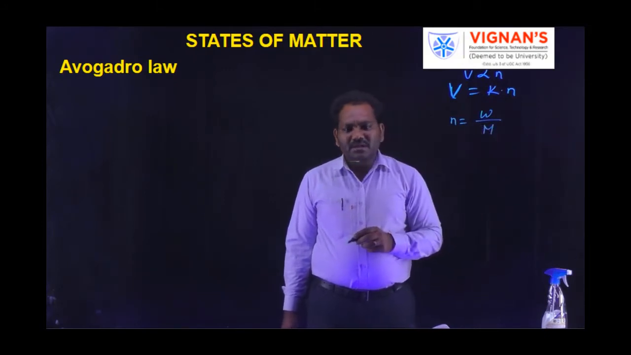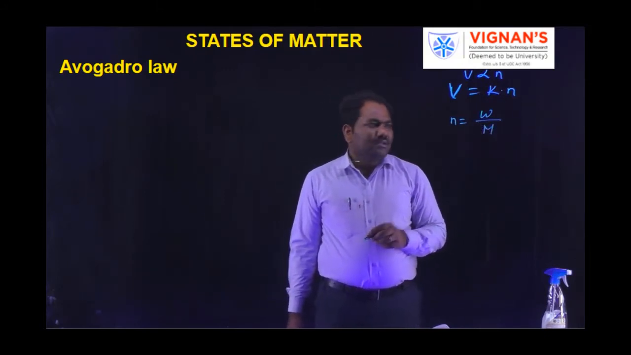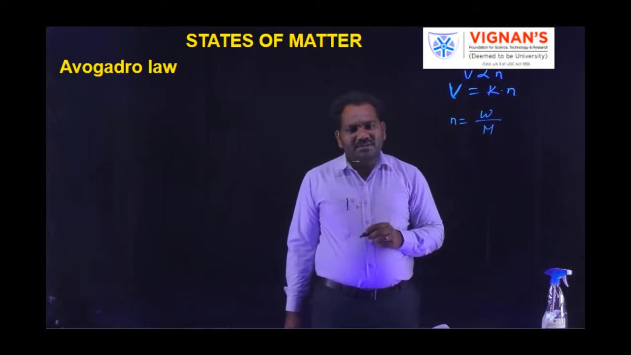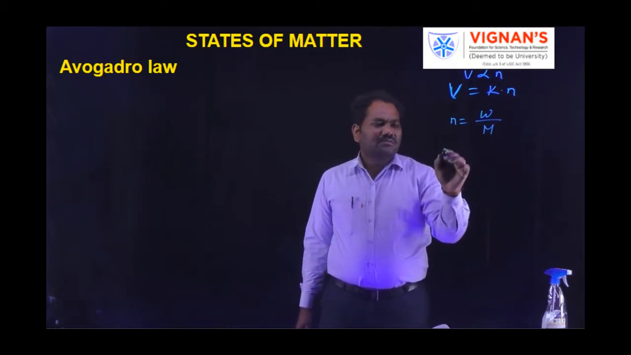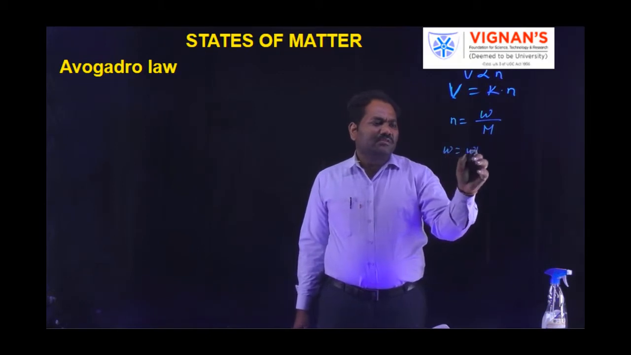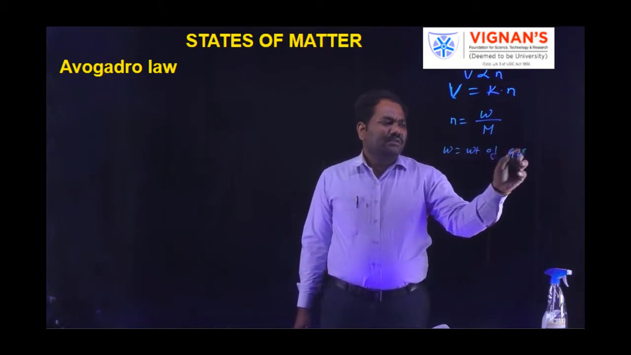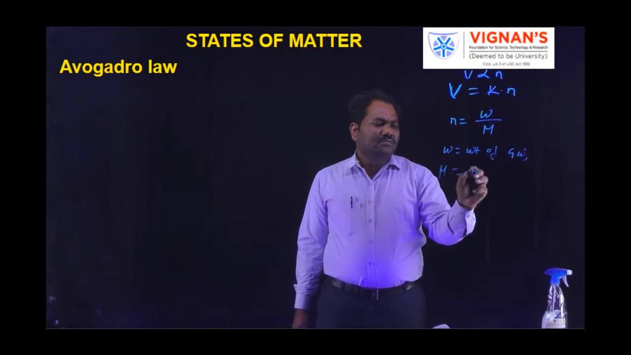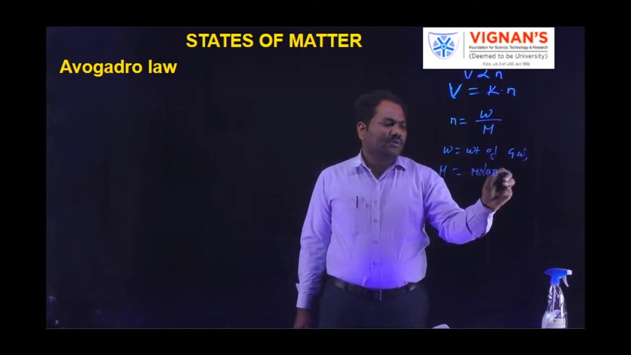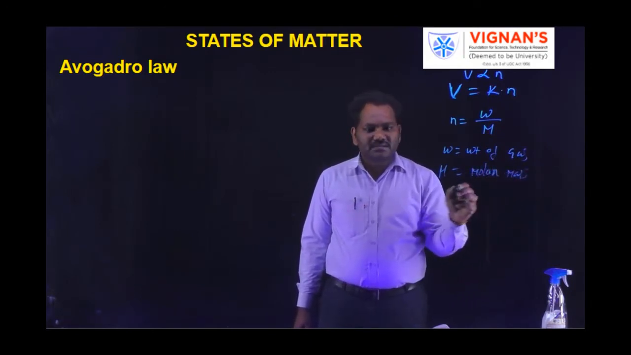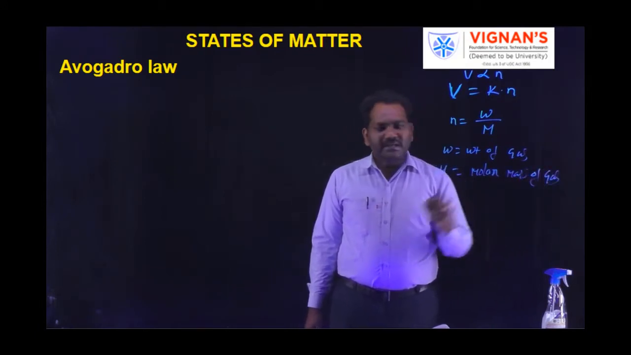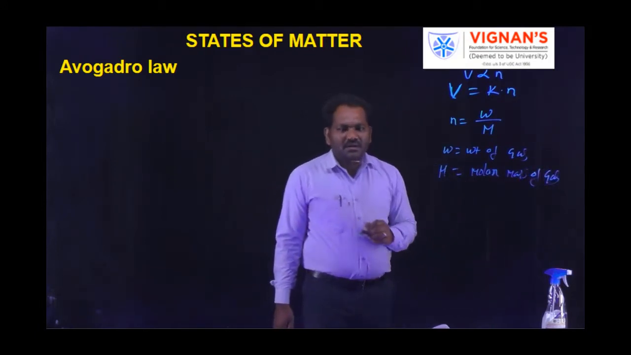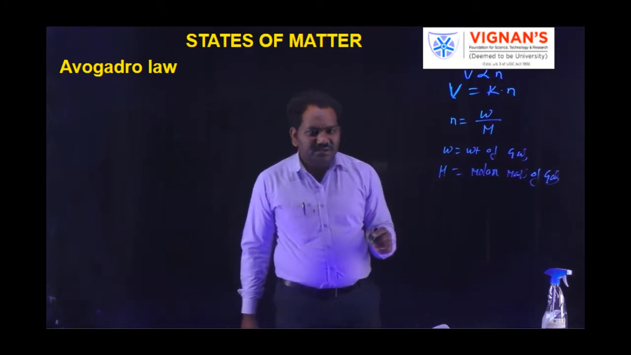Weight by gram molecular weight. Here, W is equal to the weight of that gaseous substance, and M is equal to the molar mass. W is the weight of the gas and M is the molar mass of the gas. So now the above equation can also be written like this.